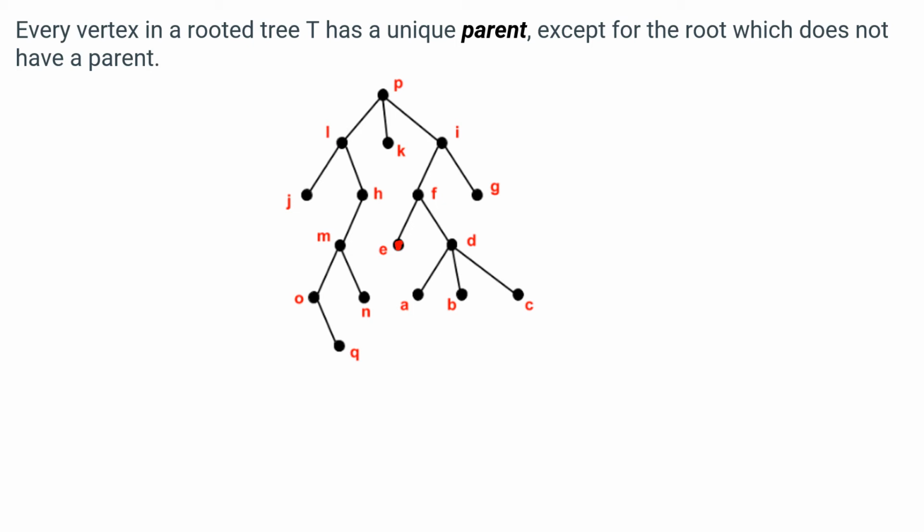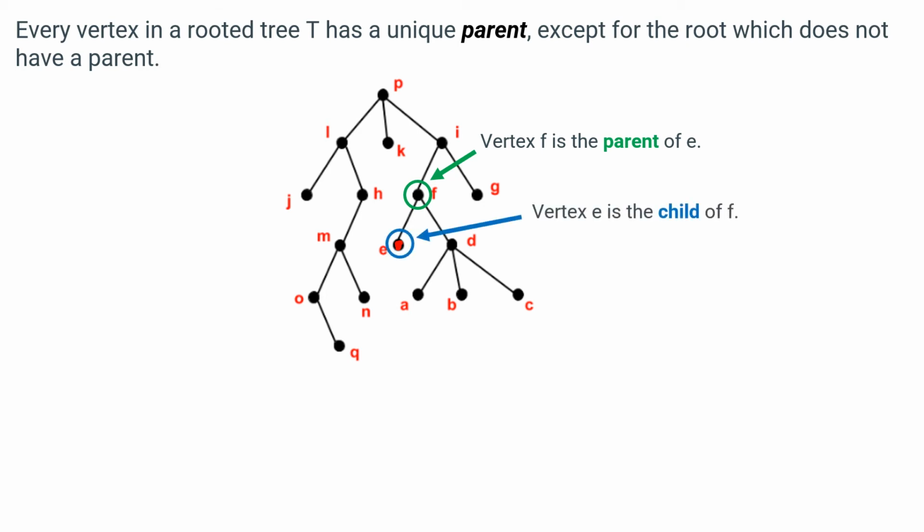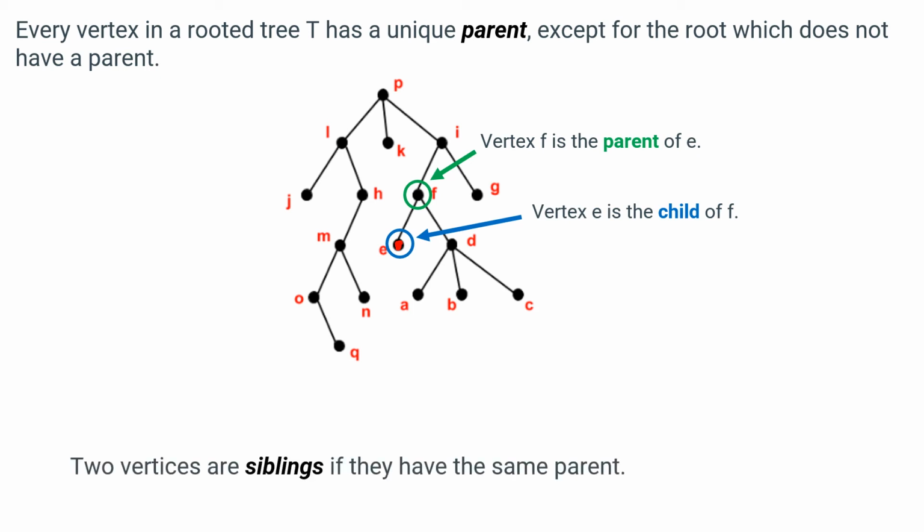So let's take a look at an example here. F, we would say, is the parent of E, and we can guess why, right? F is just one level up from the vertex E. We would say that E is the child of F. If F is the parent, then E would be the child. We also use the word siblings here. We could say that two vertices are siblings if they have the same parent. So we'd say that A, B, and C are siblings.